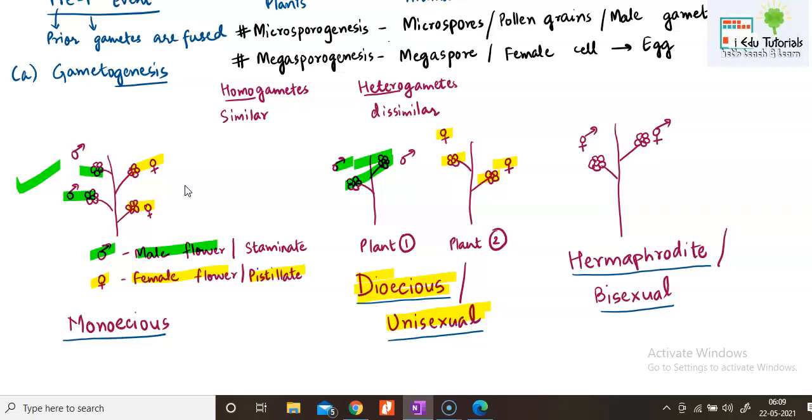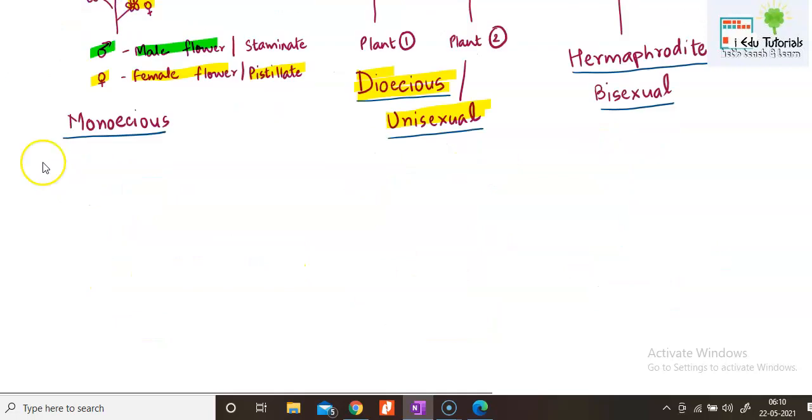Now in contrast to monoecious and dioecious, hermaphrodite flowers are the ones which are complete. See, the male symbol has also been shown and the female symbol has also been shown. Each flower is complete in its own because it contains male gamete and female gamete both. So hermaphrodite means both the sexes will be there, both the gametes will be there in one flower, and such type of flowers are also known as bisexual.